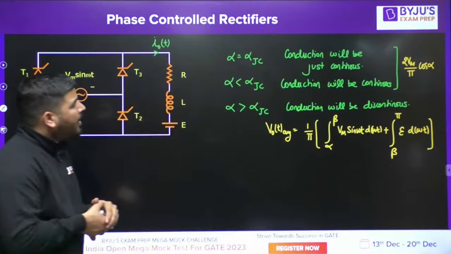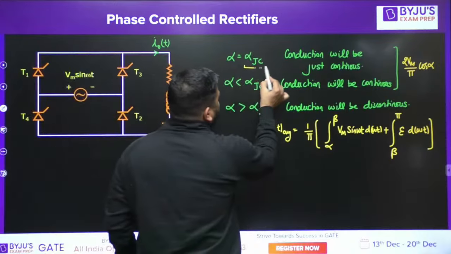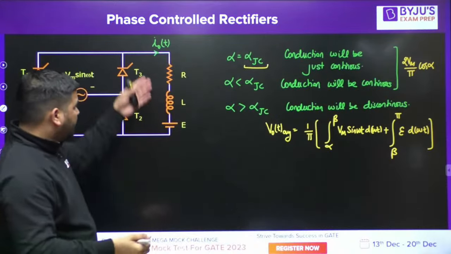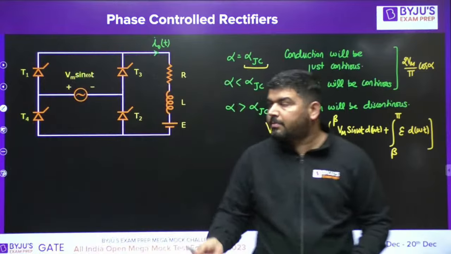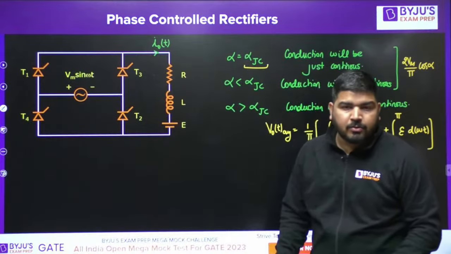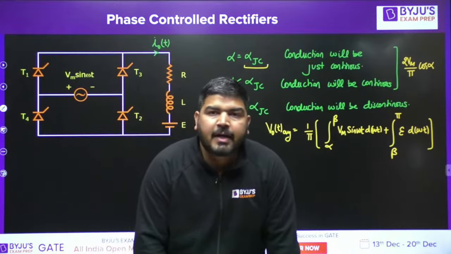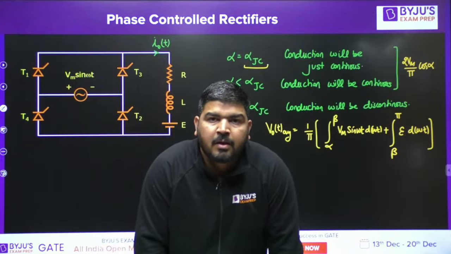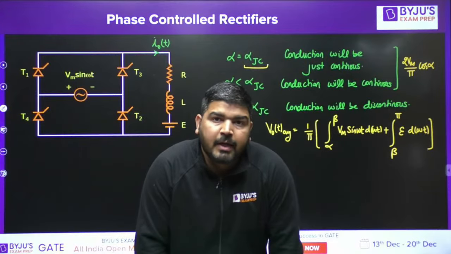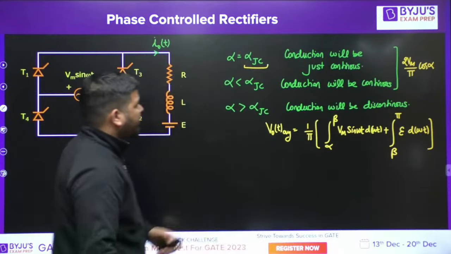Now, what is this alpha JC and how to calculate this alpha JC? Let's say the question is, maybe there is some R and some L and some E is provided to you, and they ask you what is the value of alpha for which the conduction is just continuous. So we should know how to calculate that. Now how to calculate that, let me show you.